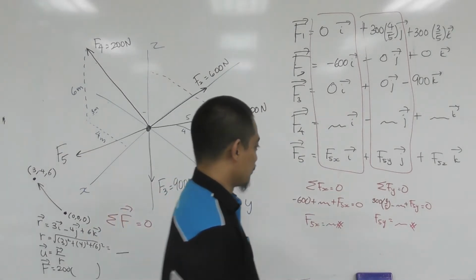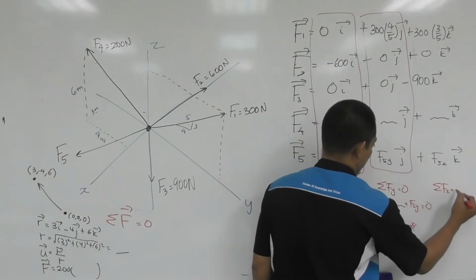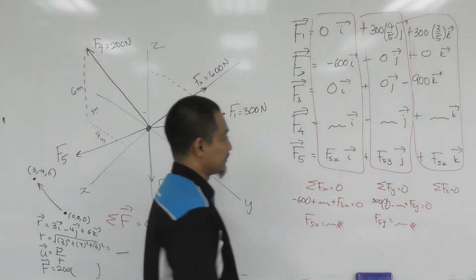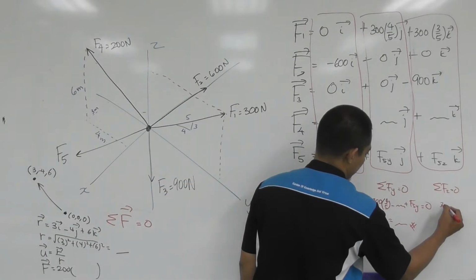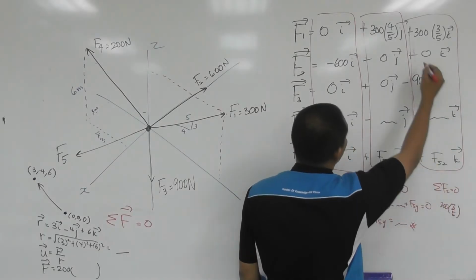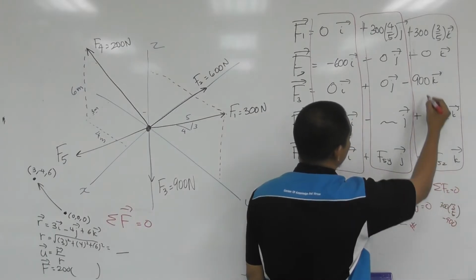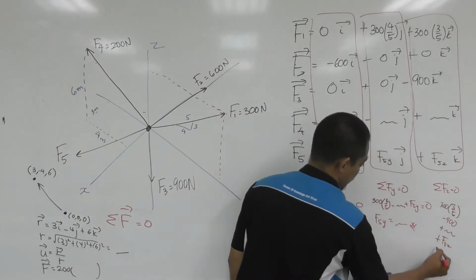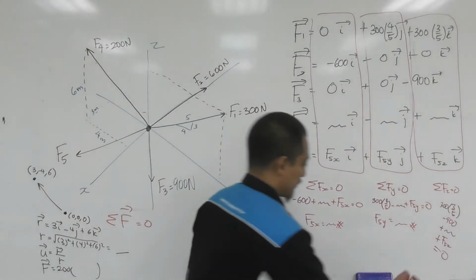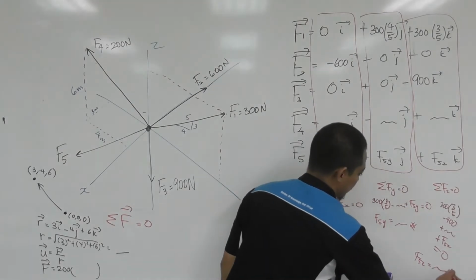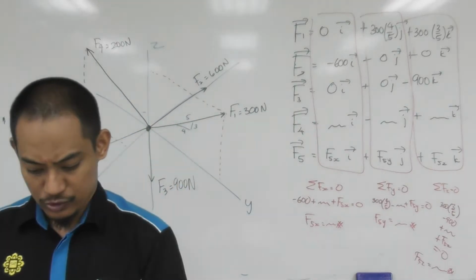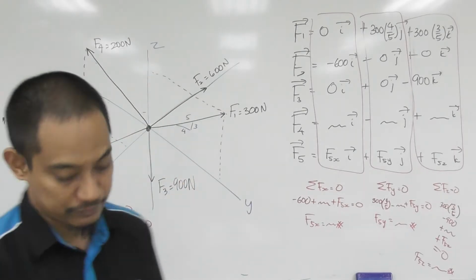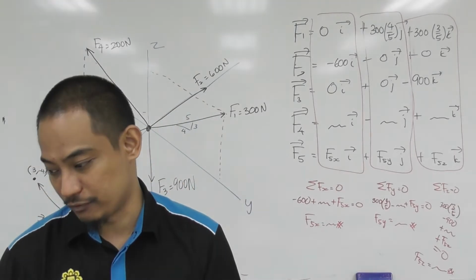also, right? So similarly, summation of Fz equal to 0, then you add all of those together, so you have 300, 3 over 5, minus 900, plus whatever value here, plus F5z should be equal to 0. And then F5z equal to something based on your calculation, right? So in terms of the calculation, it is straightforward like that, right? So you'll have x component, y component, z component of F5.